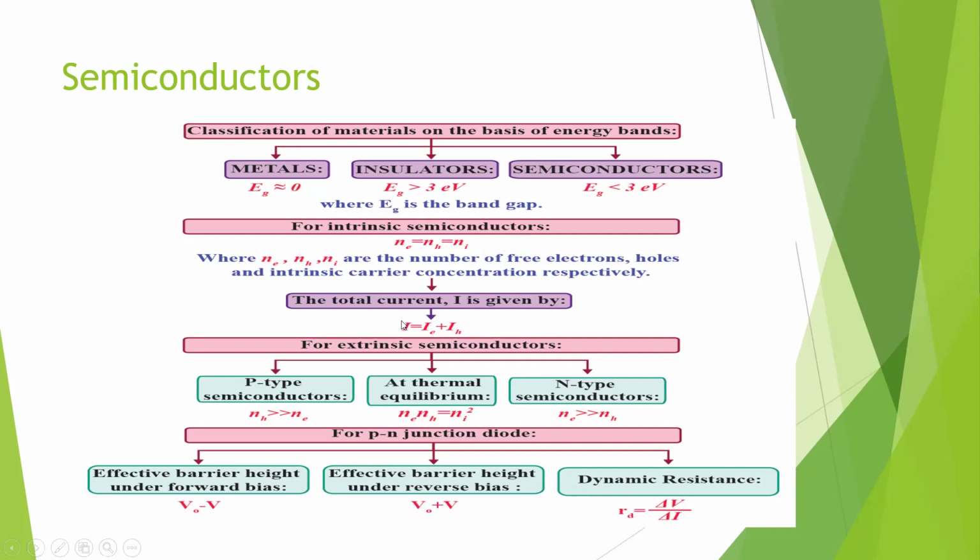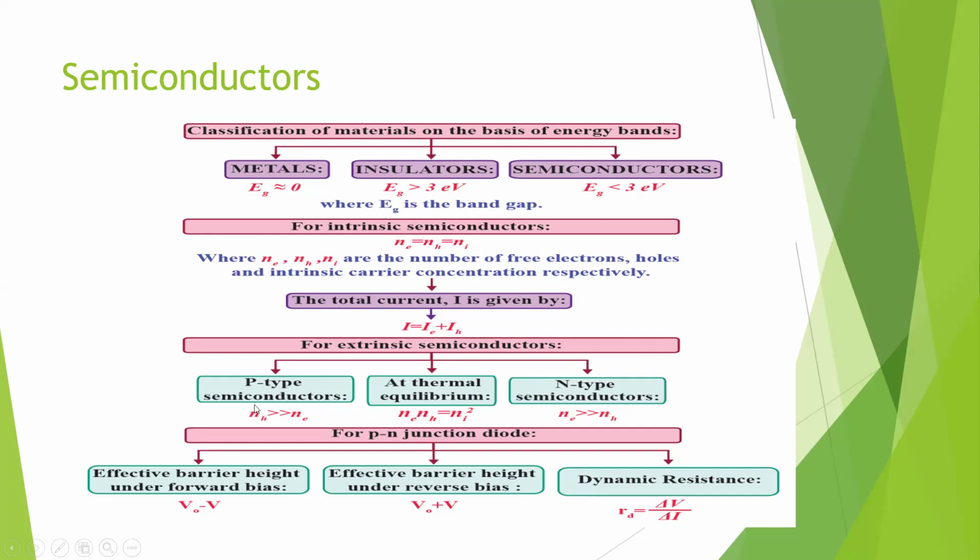So the total current is given by I equal to current by electrons plus current by holes. For an extrinsic semiconductor, you will convert this intrinsic semiconductor into an extrinsic semiconductor through a process called doping, which means you will add impurities. Okay, so there are two types of semiconductors: one is the p-type semiconductor, and another one is the n-type semiconductor.